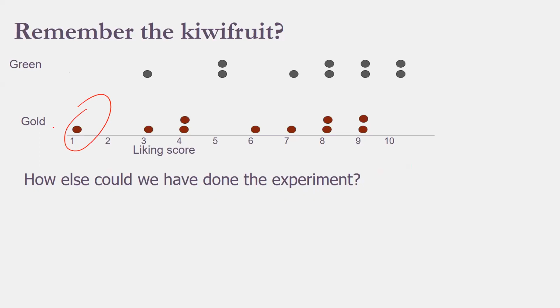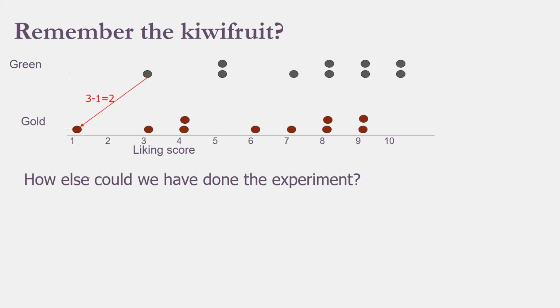But you don't really care about that. You don't actually care how much they like the kiwi fruit. What you do care about is whether one kiwi fruit is liked more than another. So what if instead of having each person only eat one type of kiwi fruit, you had each person eat both, give a rating, and then look at how different they were?